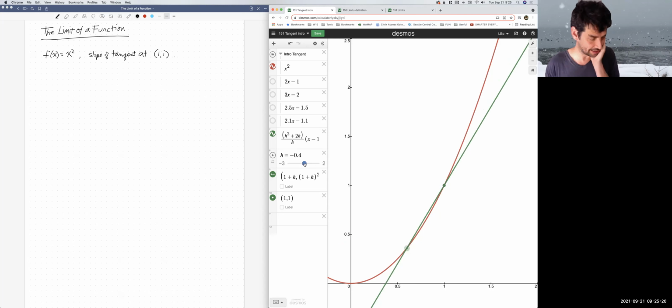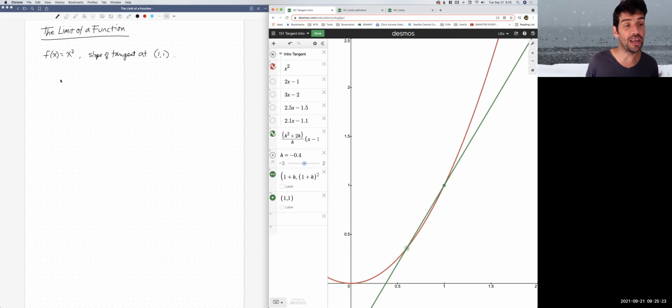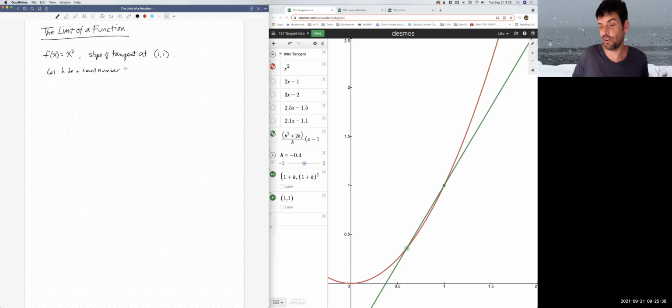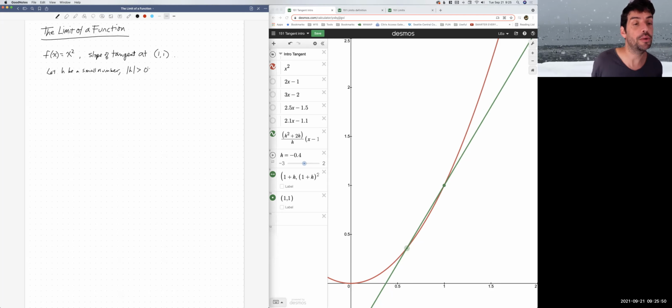So let's look at this idea in a little more detail. The way that we constructed this is we let h be a small number. So this is some number that's smallish. What that means is we're going to think about it getting increasingly close to 0. What's important is it's not equal to 0. In fact, the absolute value of h is always going to be greater than 0. So I don't care if it's negative or positive. It can be on either side of 0, but it's never actually going to be 0.